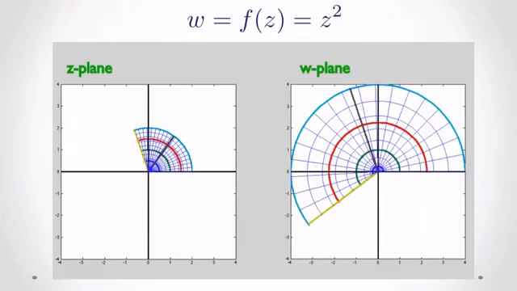Here's another way of visualizing what this function does. I graphed here a little sector and various radii that are indicated in different colors, and also lines going out along radii. The image of this can be seen over here. So here is exactly what the function f would map this sector to.